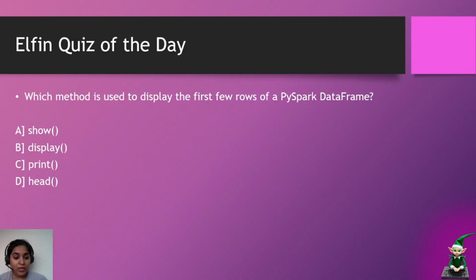Elephant quiz of the day. Which method is used to display the first few rows of a PySpark data frame? Option A, show. Option B, display. Option C, print. Option D, head. Do reply your answer in the comment section below.